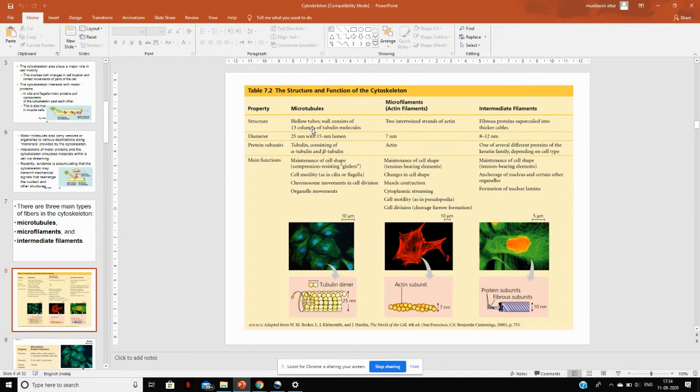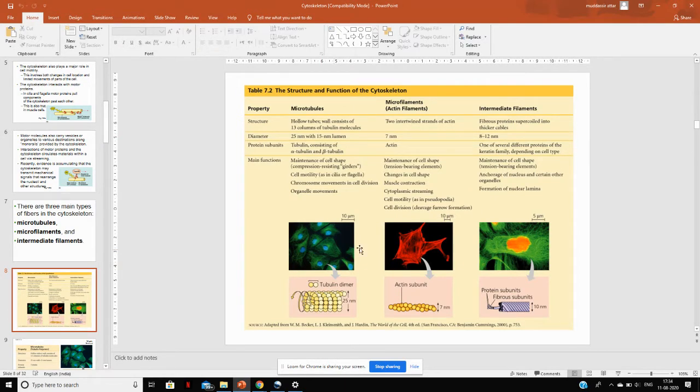Then, how does the structure differ? As you can see on the screen, the structure in microtubules consists of hollow tubes, 13 to 14 columns of tubulin molecules. Tubulins are protein monomers. Whereas microfilaments are two intertwined strands of actin filaments. Then in the intermediate filaments, fibrous proteins are supercoiled into thicker cables.